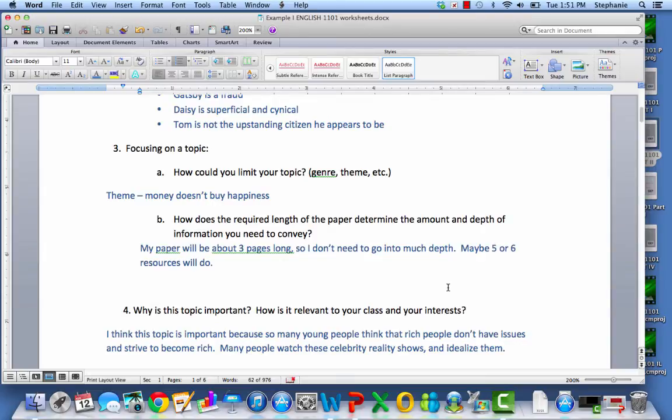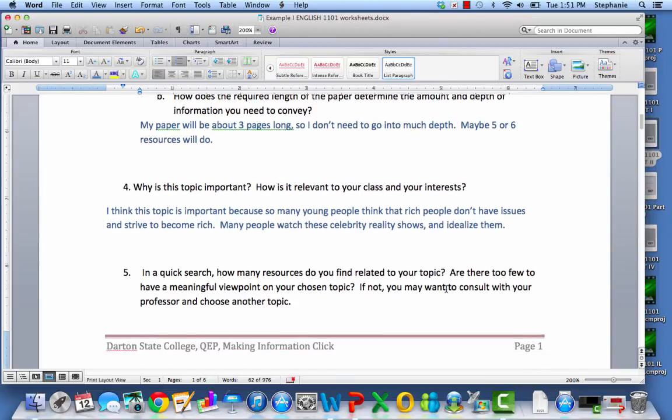And just to have some deeper thought into your paper, think of, why is this topic important? And how is it relevant to your class and your interest? I just came up with the idea that I think this topic is important because so many young people think that rich, famous people don't have issues, and so they strive to become rich as well. In this day and age, many people watch these celebrity reality shows and idealize them, like the Kardashians. Everybody wants to be like them and know what they're up to.